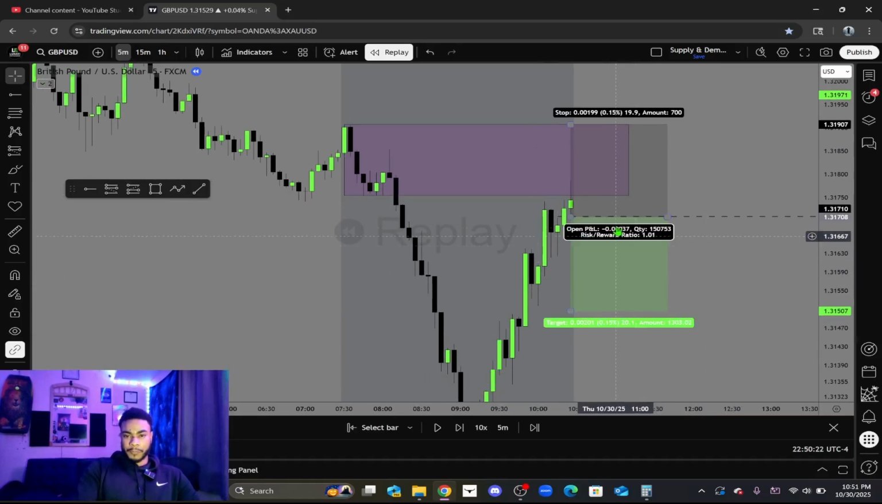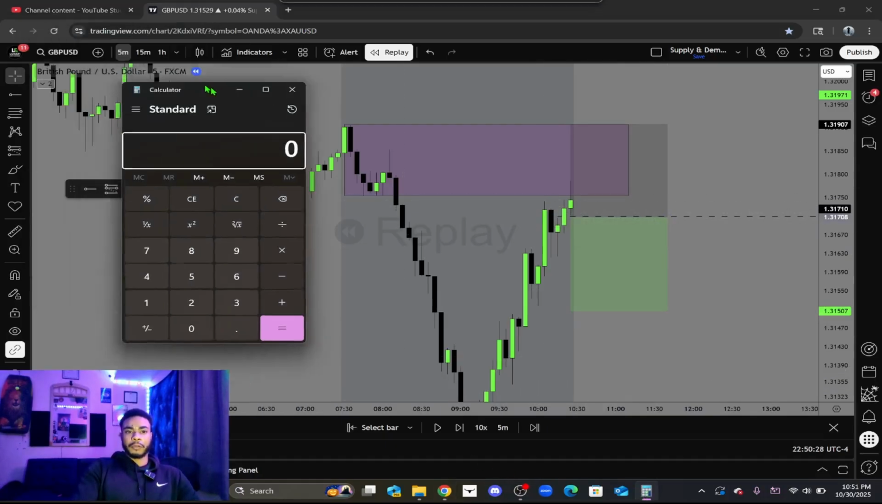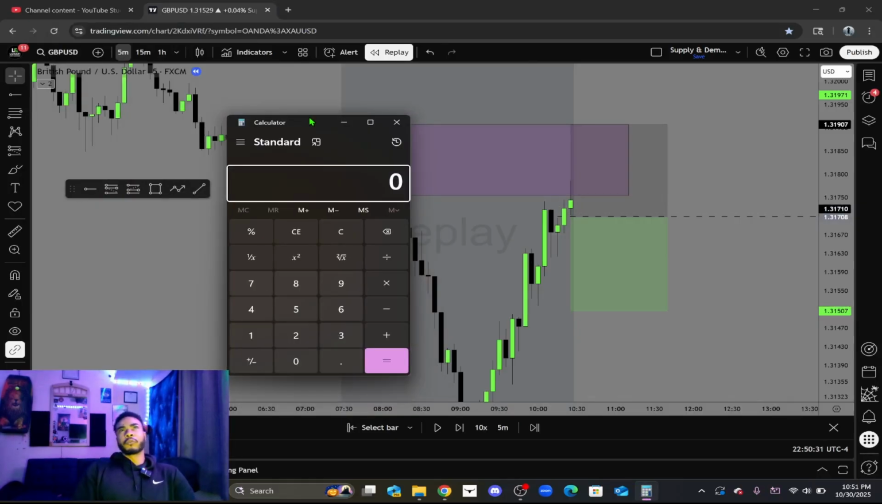So you'll go here, your stop loss is 20 points, 20 pips. You go to your calculator and let's say you want to risk $200 on this trade. So you type 200 and then divide by 20 points, the amount of pips that your stop loss is. I'm dividing the amount that I'm risking by the amount of pips or points that my stop loss is, and that's going to give me my lot size. So my lot size is going to be $10 per pip, right?